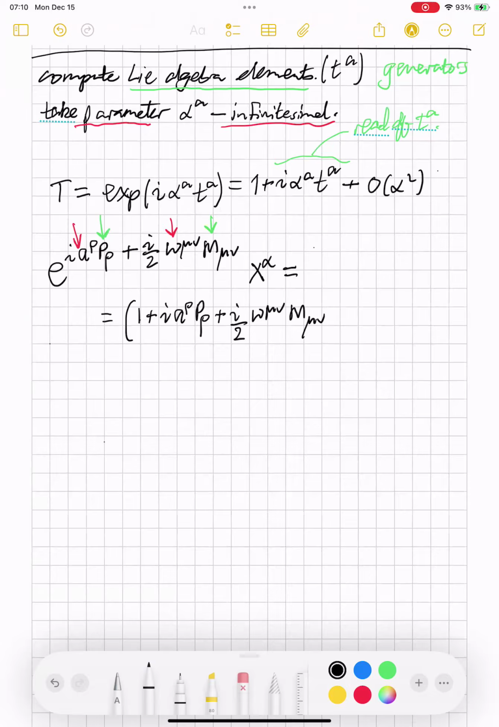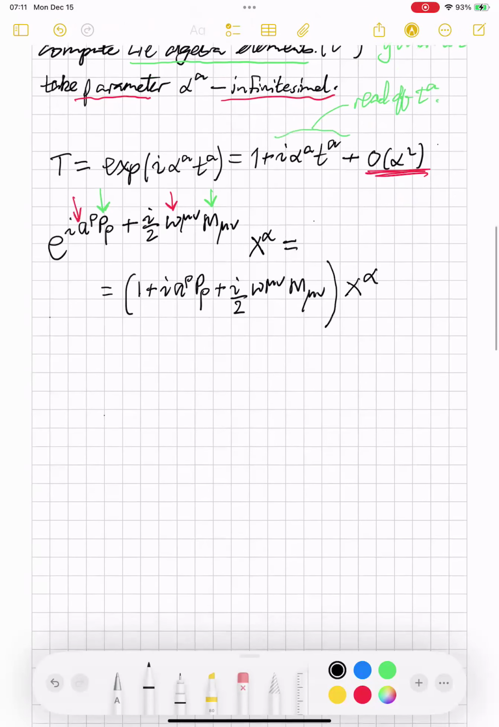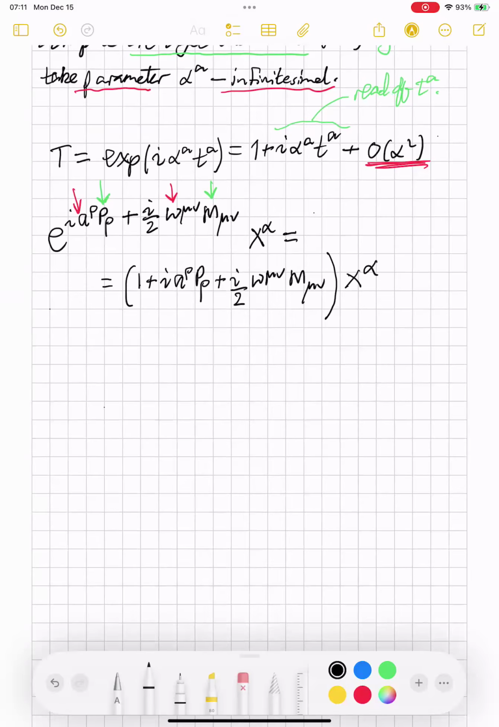And now we stop the expansion here. So we're going to be ignoring the alpha squared terms, and that's because our parameter is infinitesimal. So I'm not even going to write that term down here. And we'll act on x^alpha. Okay, and now we cash in on the fact that we've solved for the Killing vector. So we know that this is going to be equal to x^alpha plus zeta^alpha, because that's how we said the transformation acts. And we've actually got the Killing vector. We've solved for that.